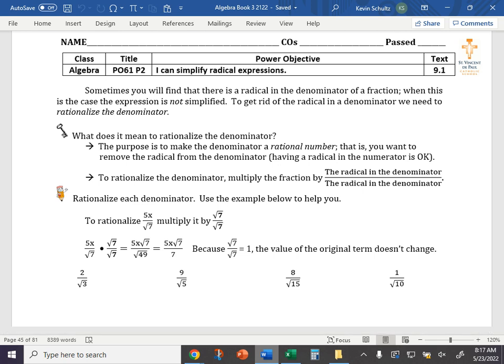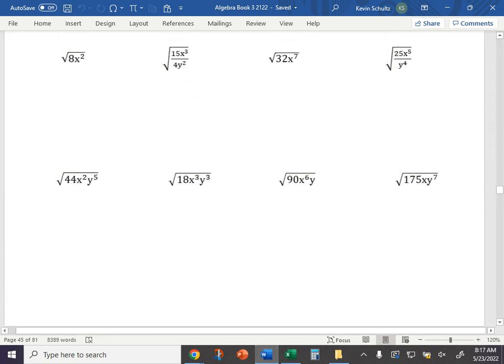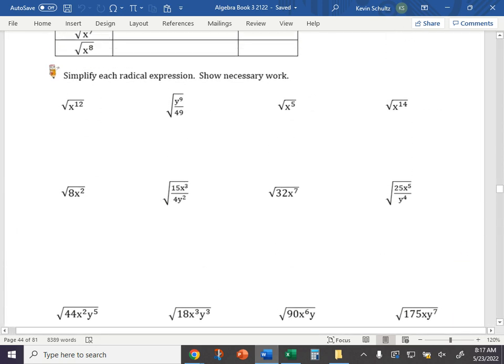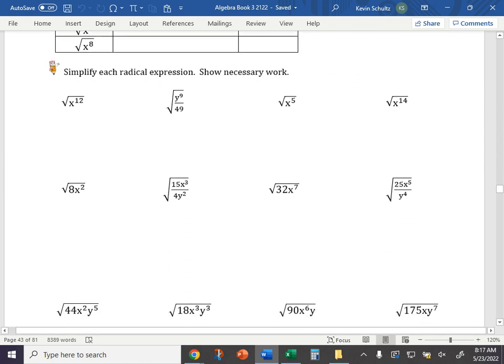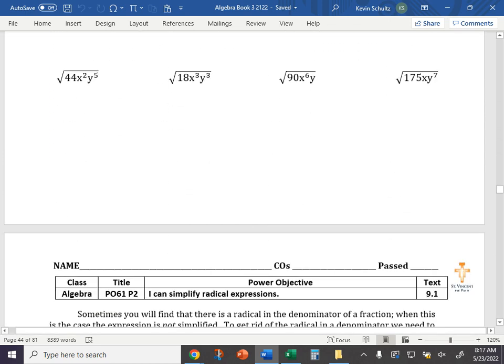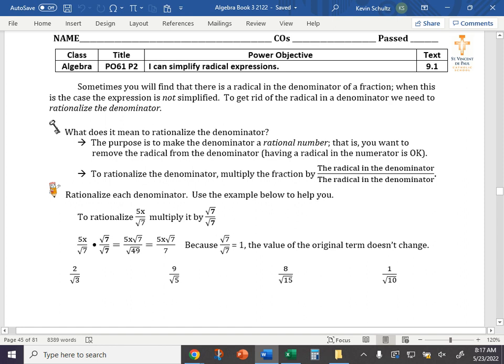We are here with part 2 of PO61, simplifying radical expressions. Here's the thing about radical expressions. You'll notice that whenever we had fractions in part 1, our denominator was always a perfect square: 16, 121, 25, 64, 49, 4y squared, right? And the reason for that is because it's actually mathematically illegal to leave the root of a non-perfect square in the denominator of a fraction.